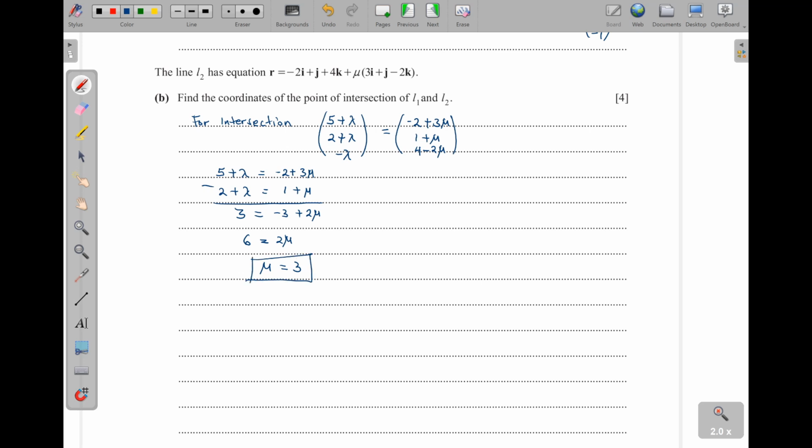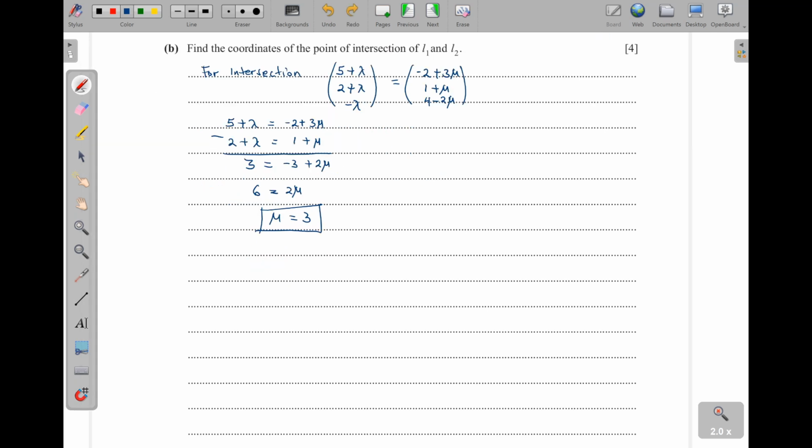Okay, so I don't need to find the value of lambda, because I can substitute here. Either this is the point of intersection or this one here. So I will let the point of intersection be P. That means its position vector OP is going to be equal to -2 plus 3 times the 3 that we have gotten, then 1 plus 3. I'm substituting here where there is mu, okay? Then 4 minus 2 times 3.